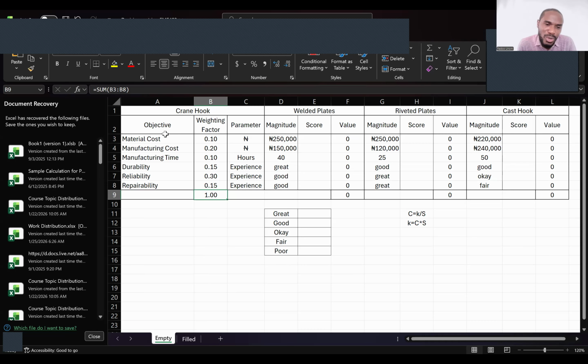Now let's look at material cost. What's the unit for material cost? It is in Naira. That's how much. Manufacturing cost is also in Naira. Manufacturing time is in hours. Durability is by experience, which will tell you how long, in years. Reliability we determine by experience. Repairability is also by experience. But let's take material cost, for example. If a material is more costly than another, which one would you prefer, the one that is higher in cost or lower in cost?